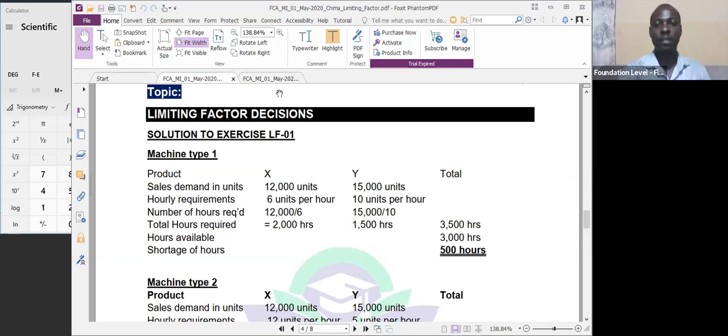Let's see. We were told that we need 12,000 units of product X. So I'll go here. 12,000 units of product X is what our demand is.